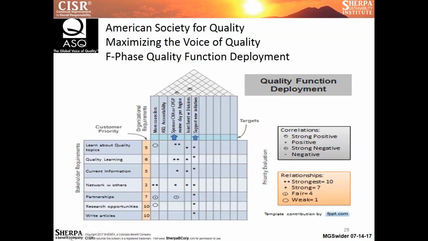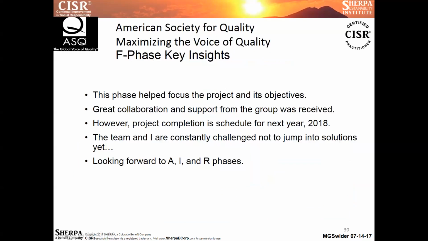Let me keep going here. And those are the three tools we use in the F phase. This phase helps us focus the project and its objectives. We found that great collaboration and support from the group was received. However, project completion was not scheduled until this year, and the team and I are constantly challenging ourselves not to jump into solutions. You will see that when you use this process, SOFAIR, and continual improvement, you want to have a solution. And again, the more time you spend on the first part of SOFAIR, the better your results.